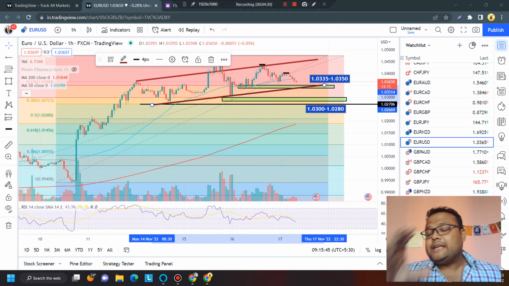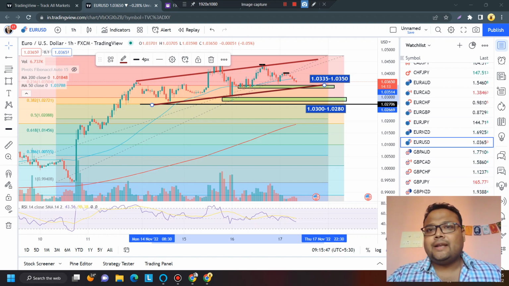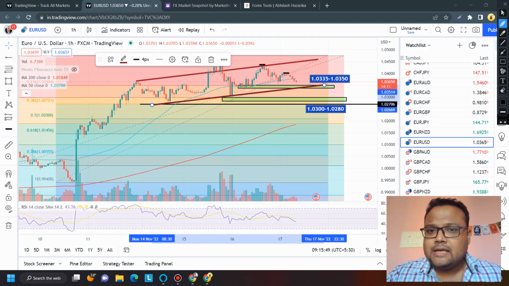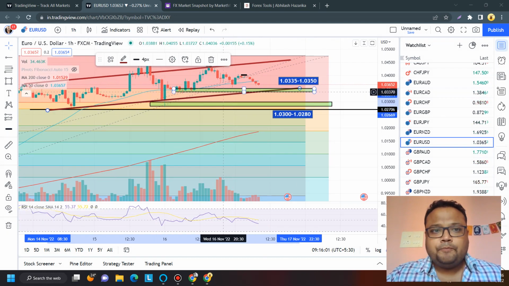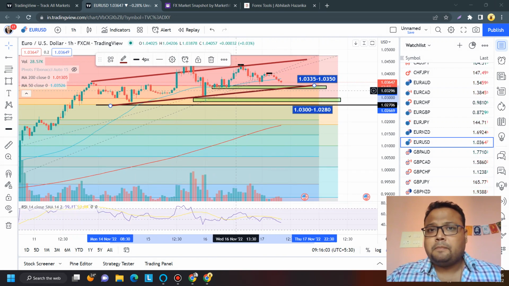So if the channel is valid, there is a high chance that the market will bounce from 1.0335 to 1.0350. The box that I have drawn here is the important level for the market.